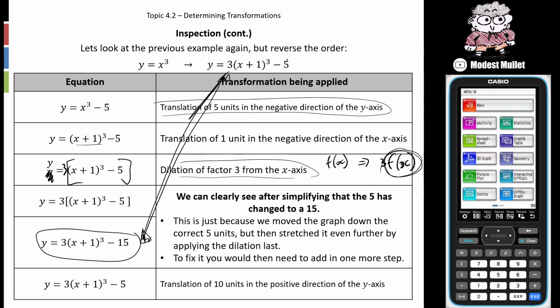Normally the best way to go about this is to do the DRT. To avoid making mistakes, apply your dilations and reflections first, then apply your translations. That 99% of the time, unless our final function is written in an odd form, sort of like this with brackets in there, you'll get the correct order.